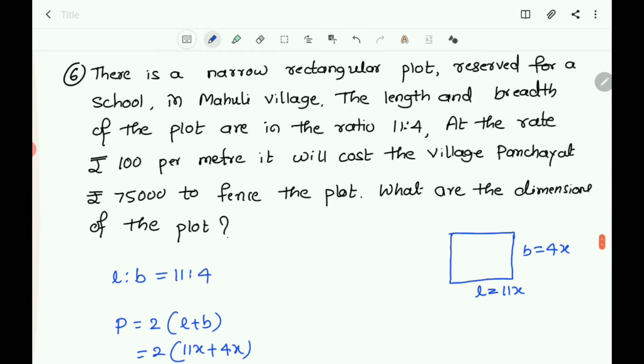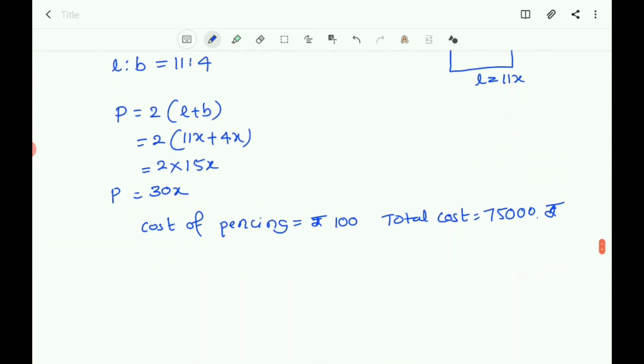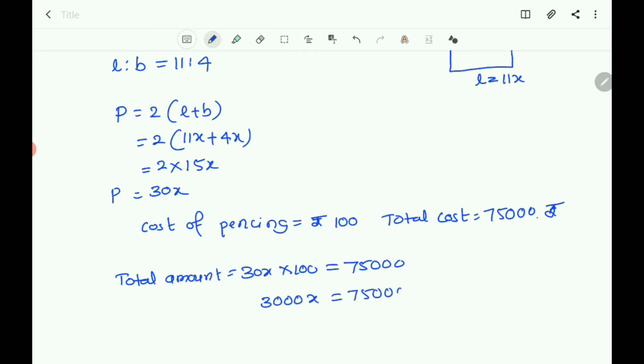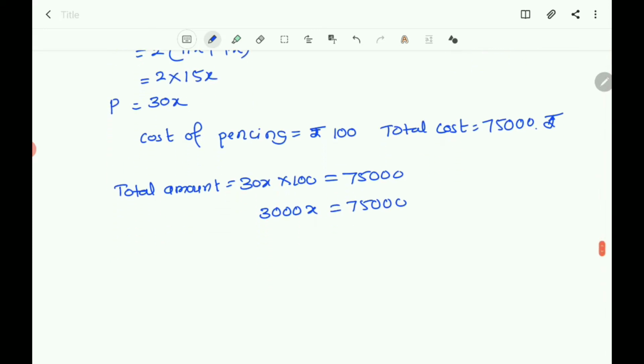And here 30x into 100 is the total amount, which equals 75,000 rupees. 30 into 100 gives 3000x equals 75,000. Now divide both LHS and RHS by 3000, then you will get x equals 75,000 by 3000.